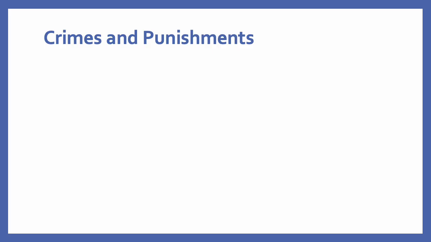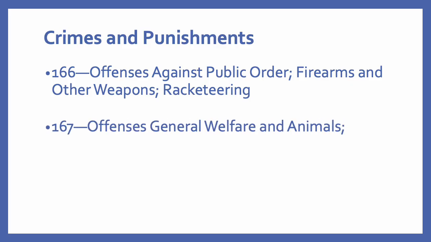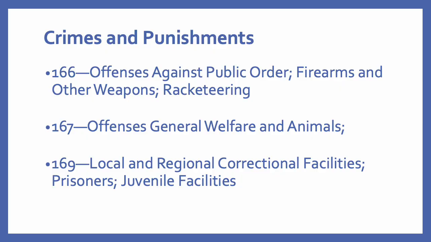Chapter 166. This discusses offenses against public order, firearms and other weapons, and racketeering. It includes disorderly conduct, riot, weapons, and firearms. 167. Offenses regarding general welfare and animals. It includes prostitution and tampering with drug records. And 169. Local and regional correctional facilities, prisoners, and juvenile facilities. This discusses the requirements for facilities such as procedures, compliance to standards, and treatment of detainees.